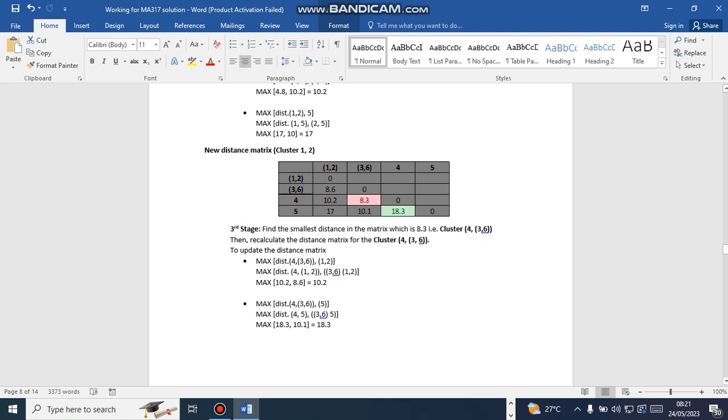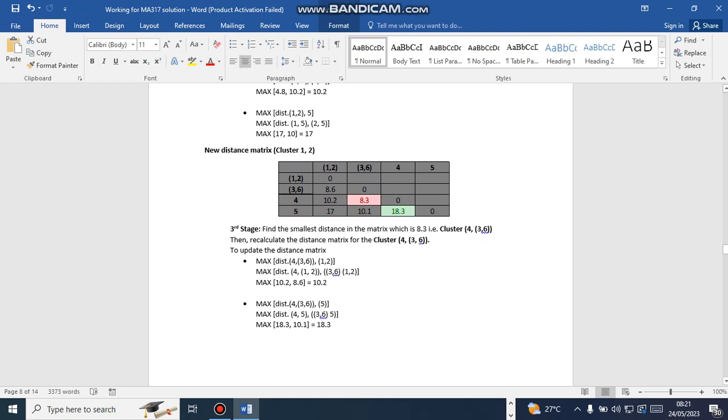So the third stage is to find the smallest distance in the matrix. Here you can see that the smallest distance is 8.3 and the highest is 18.3. You can see that this is the cluster of 4 and 3 and 6. So therefore, 4 is linked to 3 and 6. With that, we can calculate the respective clusters.